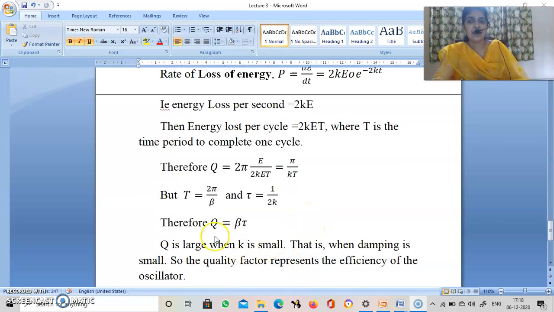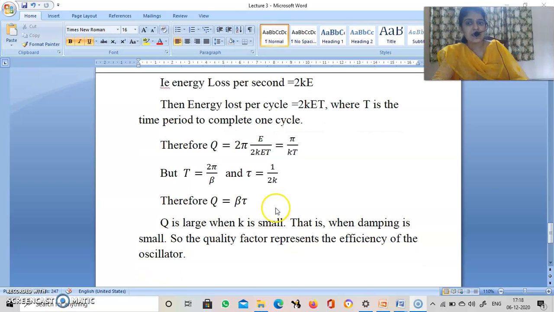So we have capital T, the time period, is equal to 2 pi by beta, and we have tau is equal to 1 by 2k, that we know. Tau is equal to 1 by 2k. Okay. So if I am substituting these parameters, and writing it in terms of tau, we will get it as what? Quality factor Q is equal to beta tau.